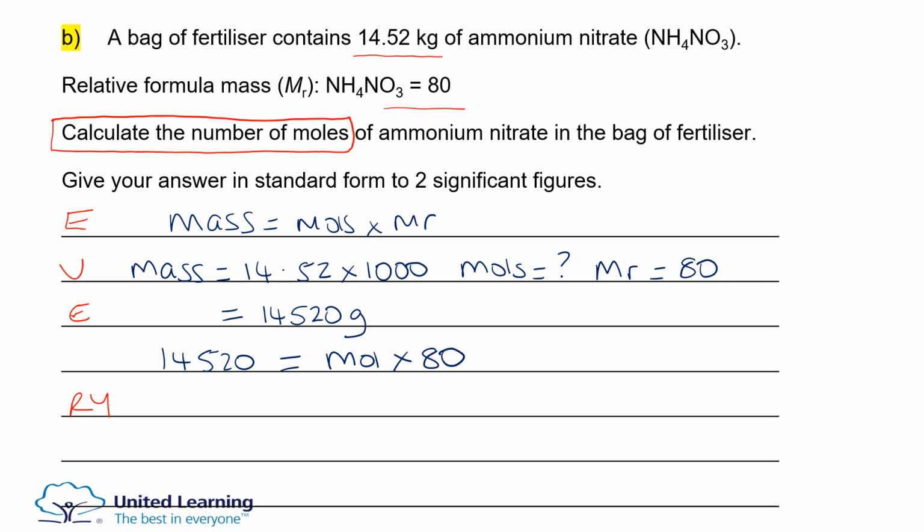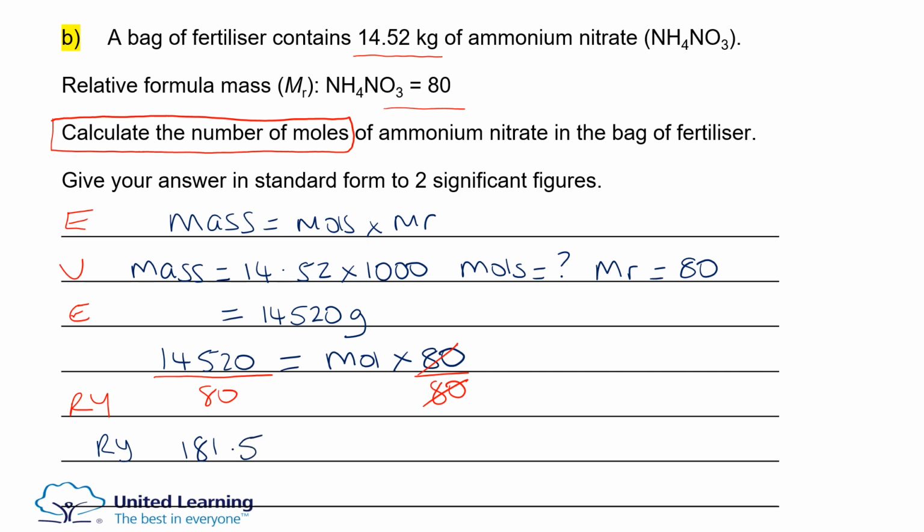In order to make moles the subject of the equation, we can simply divide by 80, hence cancelling that out on that side, and what we do to one side we have to do to the other. And so therefore when we put that into our calculator, we get an answer of 181.5.